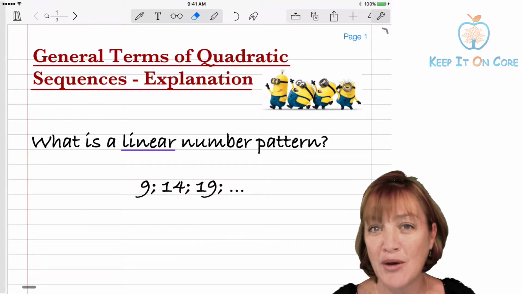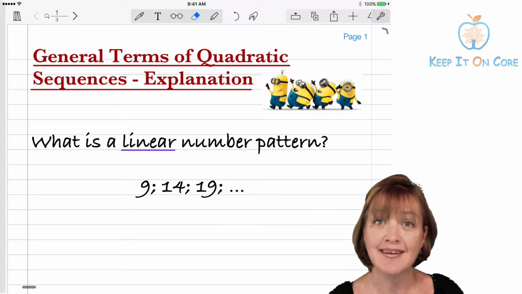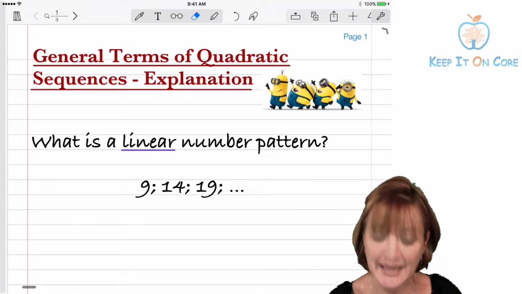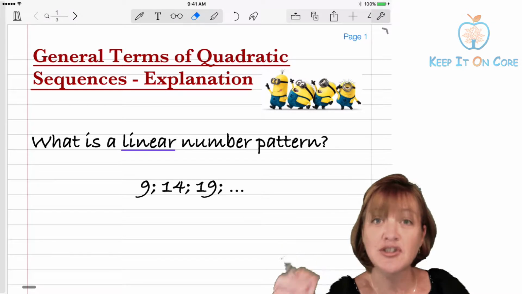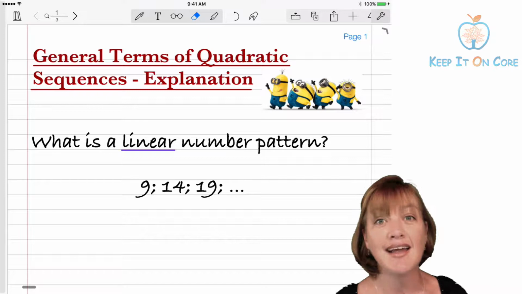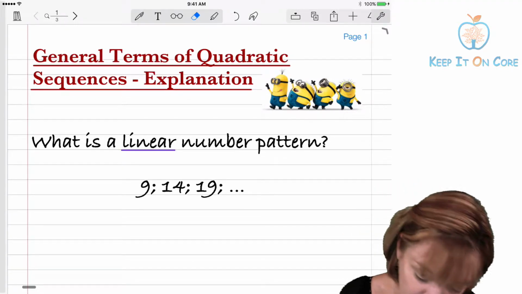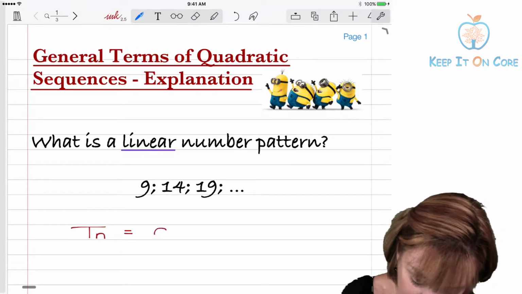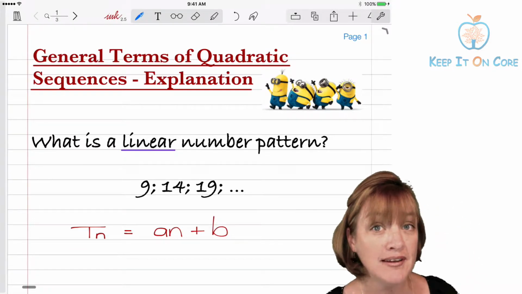Right, so up until now, we've learned about linear number patterns. What we know about a linear number pattern is that it's defined by the fact that it has a first common difference. What does that mean? The jump from your first term to your second term is the same as the jump from the second term to the third term, and so on, and that gives you your first common difference. And what is the general formula that represents your linear number pattern? Tn is equal to an plus b, which is the standard form of a linear number pattern.